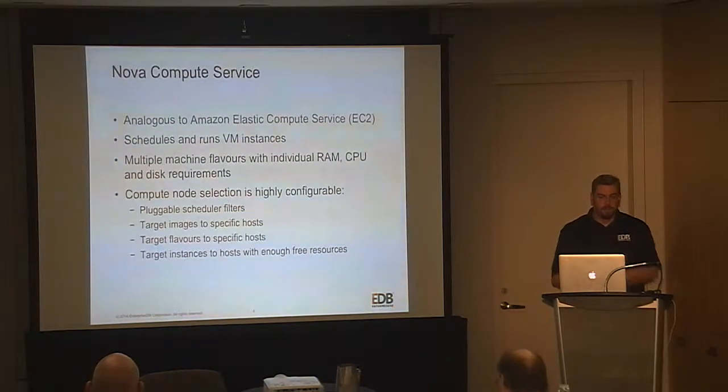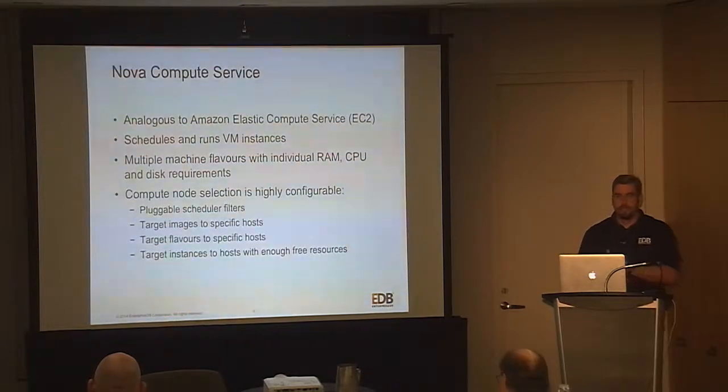Nova allows you to specify multiple different machine flavors, so you can have, in Amazon terms, say an M1 small, which has, I forget the exact specification, but maybe a couple of gigs of RAM, 2 virtual CPUs, and a 20 gig root disk. Or you could have much larger machines configured exactly as you want.